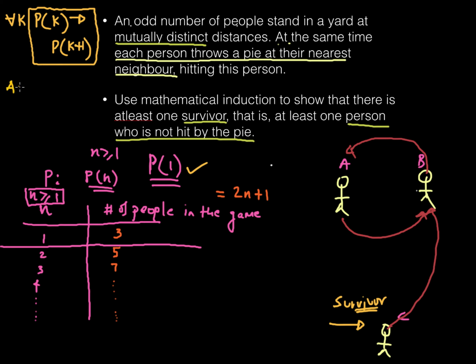Let's assume that it's true for p of k. Let's assume that p of k is true. Well, if p of k is true, then for this box to be true for all k, and I'm choosing this k as a completely arbitrary number, I'm just assuming that p of k is true. If p of k is true, then I must show that p of k plus 1 is also true.